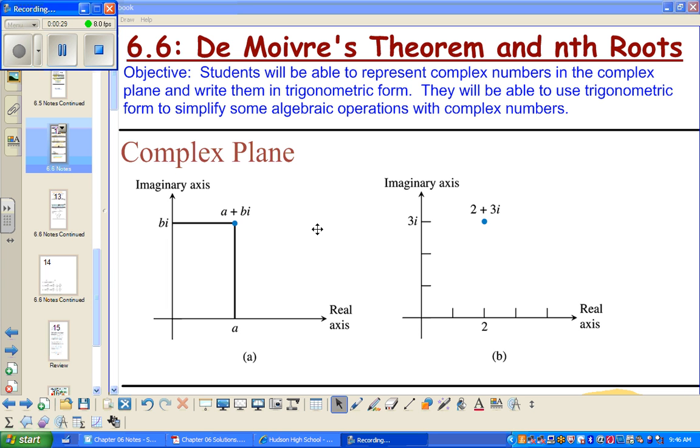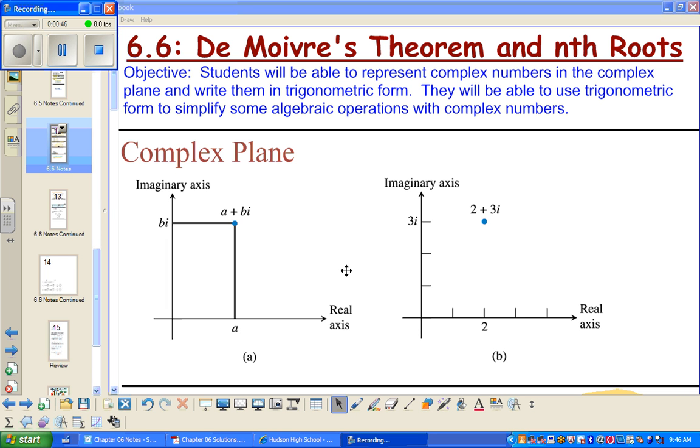We're not going to focus on finding nth roots, but other than that, we'll cover pretty much every topic in this section. So to start off, I just want to remind you about the complex plane.